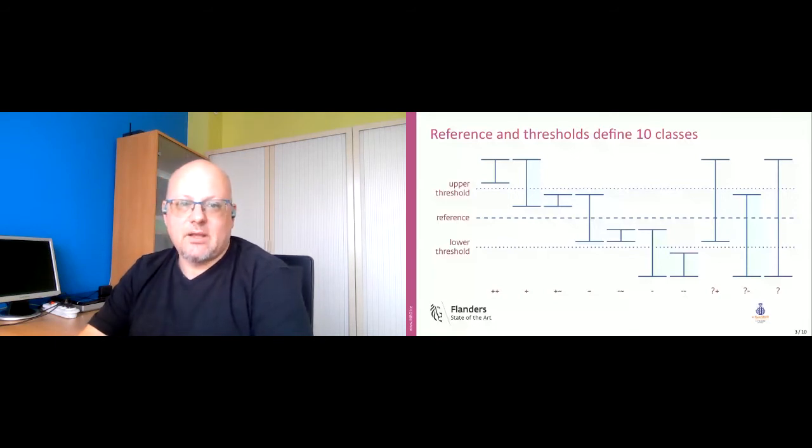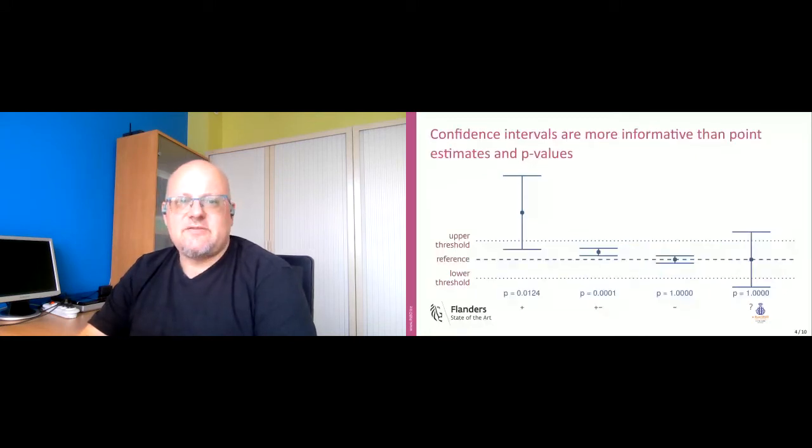Now, our scientists often ask, should we use point estimates and p-values, because that's what we used to do. Well, we'll try to illustrate in this figure that confidence intervals are much more informative in our opinion. In this case, the p-values are high. The two rightmost examples have identical point estimates and identical p-values, but the confidence intervals have a strong difference.